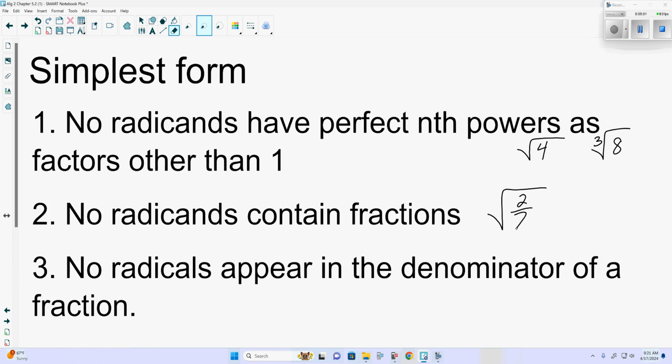And no radicals or radicands can appear in the denominator of a fraction. We can't have 1 over the square root of 2. I'm just using square roots because they're kind of easy to picture, a little bit easier to write since we're not having to put the index. Yes?